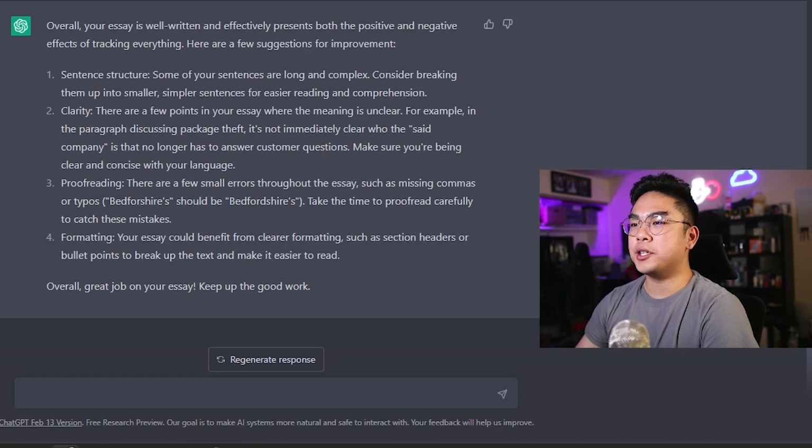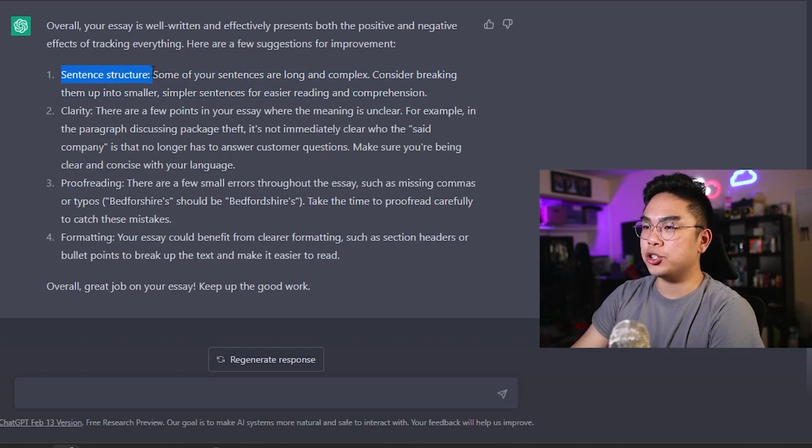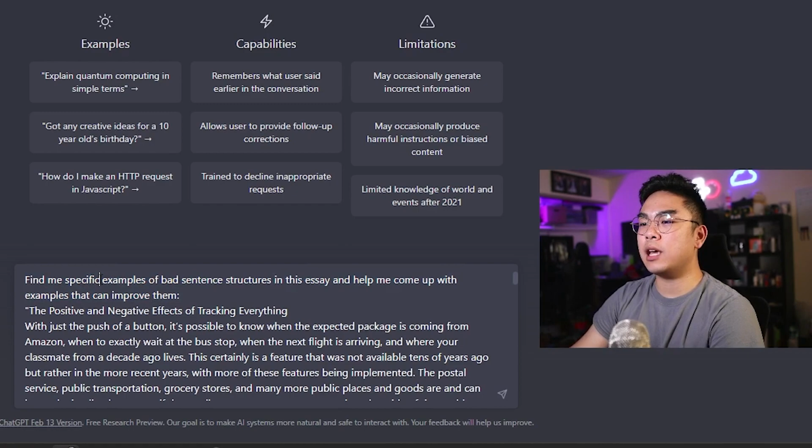Here is what ChatGPT came up with. It said, overall, your essay is well written and effectively presents both the positive and negative effects of tracking everything. Here are a few suggestions for improvement. So it's giving me different suggestions. The first one is sentence structure. Some of your sentences are long and complex. Consider breaking them up into smaller, simpler sentences. Then clarity, proofreading, and formatting. So now I'm going to copy and paste the whole essay again into ChatGPT, and ask it specifically for the bad sentence structure that I was talking about. So I said, find me specific examples of bad sentence structures in this essay and help me come up with examples that I can improve them.